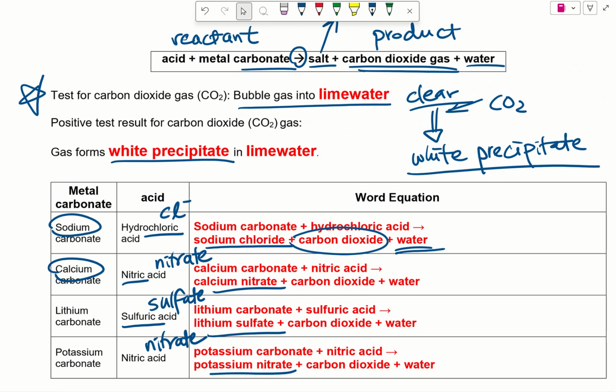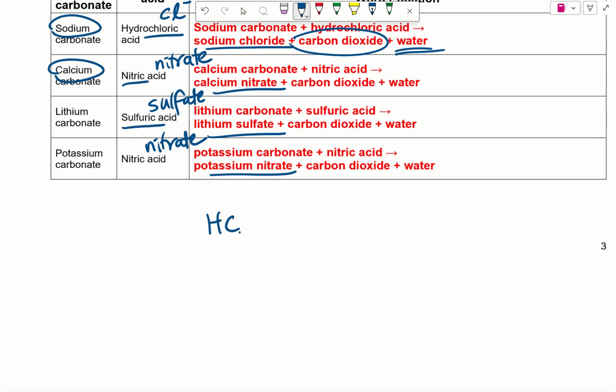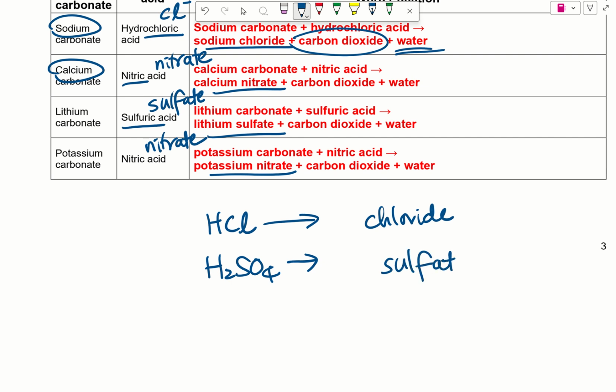What you need to know from this worksheet is what the three reactions are, how to test for hydrogen gas, how to test for carbon dioxide gas, and how the salt is named. Okay, how do we name the salt? Okay, so I repeat one last time. If you are using hydrochloric acid, it will form a chloride salt. If you are using sulfuric acid, it will form a sulfate salt. If it's nitric acid, HNO3, it will form a nitrate salt.